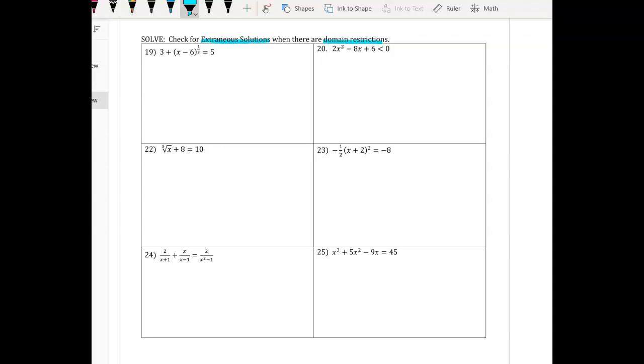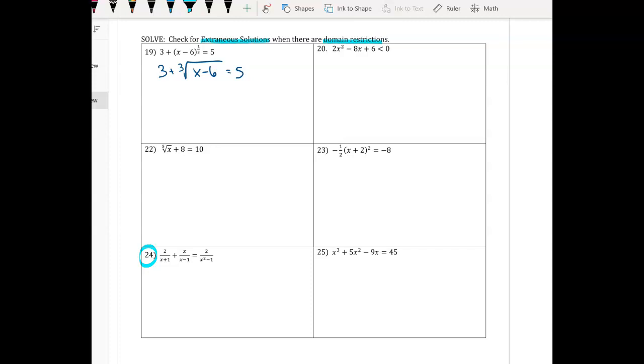So domain restrictions fall in problem 24 because we have x in a denominator, and denominators can't be 0. They do not fall in 22 because you can take the fifth root of any number, so that one's okay. And then this 1/3 power here is like a cubed root, and you can also take the cubed root of a negative number. So the only one we're going to check for a domain issue is 24.